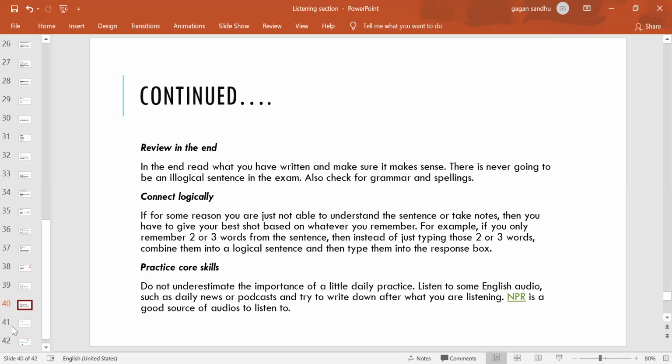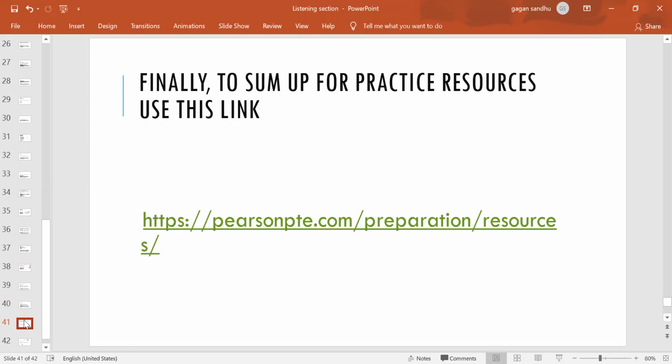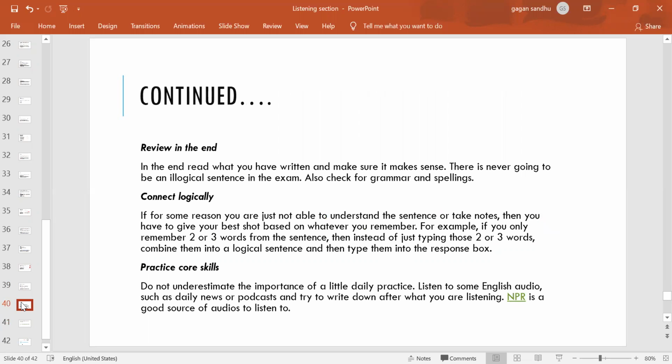Practice core skills, right? Definitely, you know that this is very important for the entire PTE. Now these are the resources from Pearson itself. You can use this link, and you can have the practice resources from there, right? Which are given by Pearson PTE itself, right?